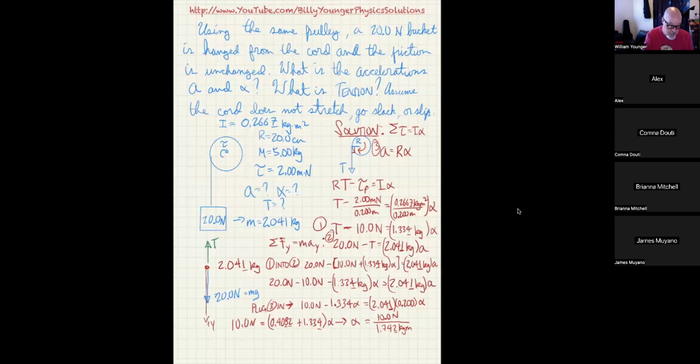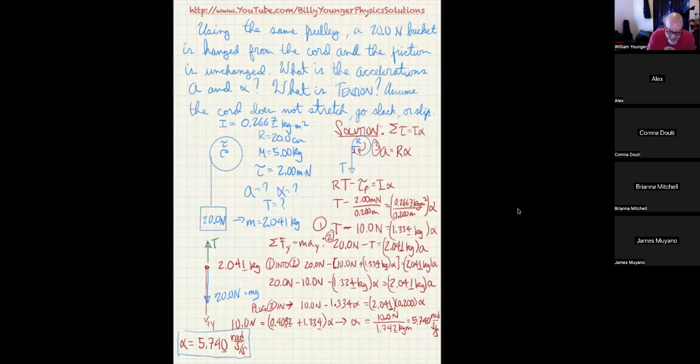Now I'm going to do 10 divided by that answer. That gives me 5.73, or I might as well call it 5.740. And that's radians per second per second. Okay. So I now have alpha is equal to 5.740 radians per second per second. That's one of my answers.